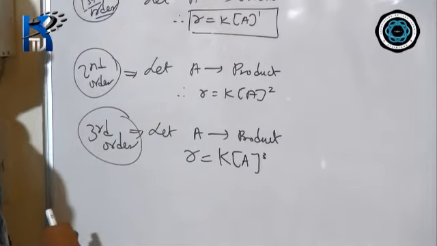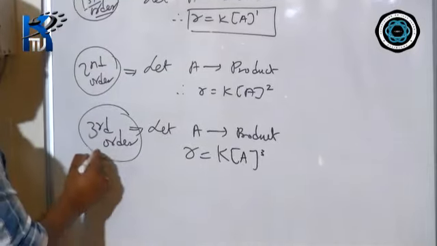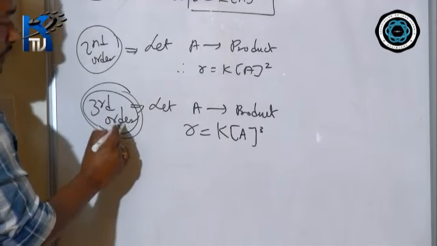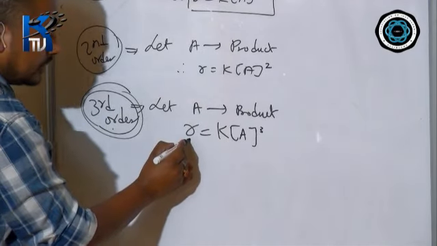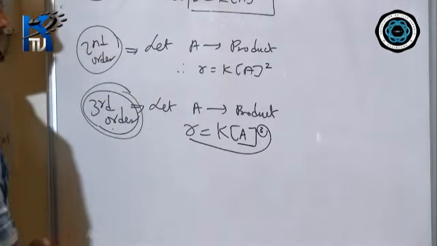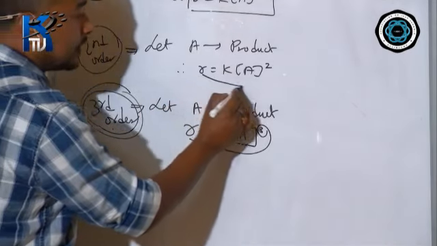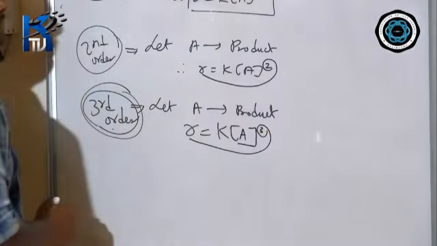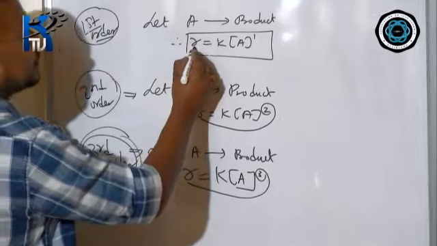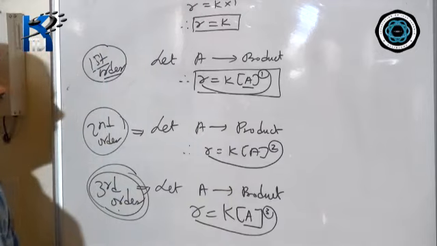Now, how to define these 4 orders of reaction? Let us see from here. Define third order reaction. You have to say like this: these are those reactions in which rate of reaction depends upon 3 concentration terms of the reactant. Define second order reaction. These are those reactions in which rate of reaction depends upon 2 concentration terms of the reactant. Define first order reaction. These are those reactions in which rate of reaction depends upon 1 concentration term of the reactant.